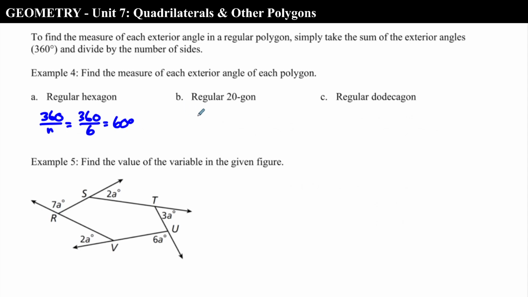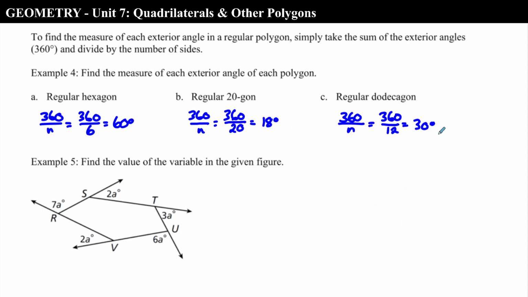For a regular 20-gon, again, we have 360 divided by n. In this case, n is 20, and so that gives us 18 degrees for every exterior angle. We can do this for regulars, remember, because all the interior angles are the same, which means all your exterior angles are also going to be the same. 360 divided by n: in a dodecagon, you have 12 sides, or 12 angles, and that gives us 30 degrees.